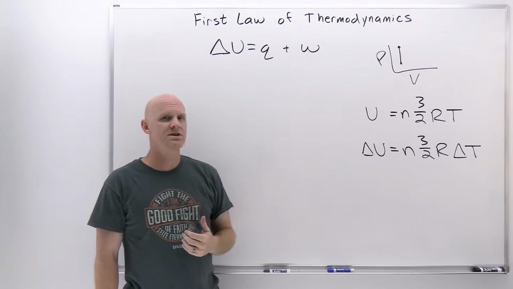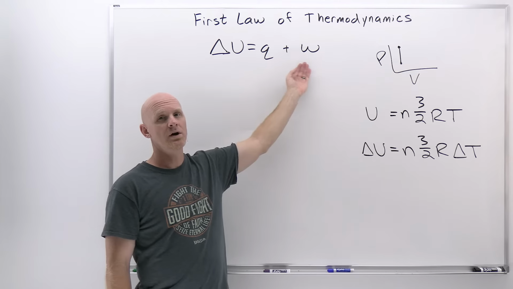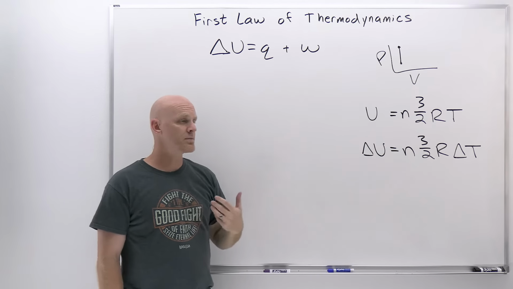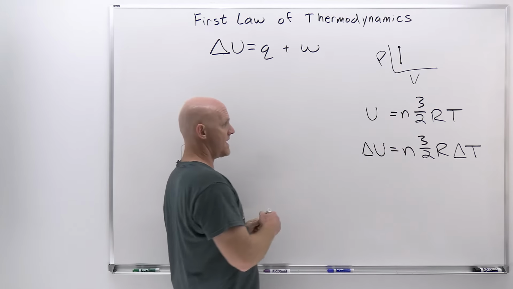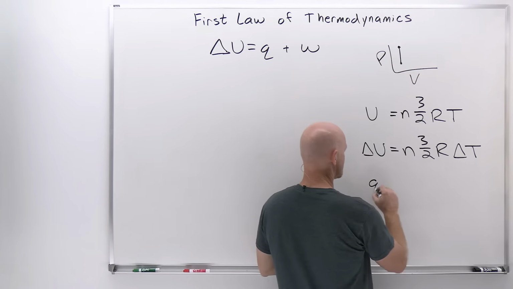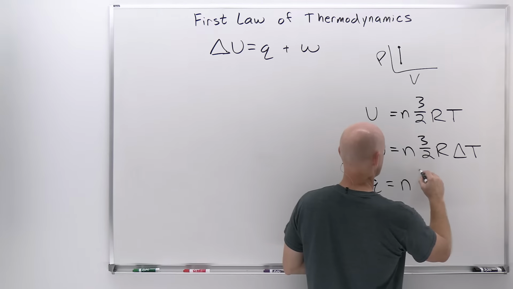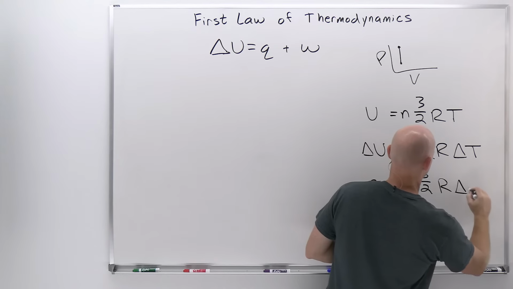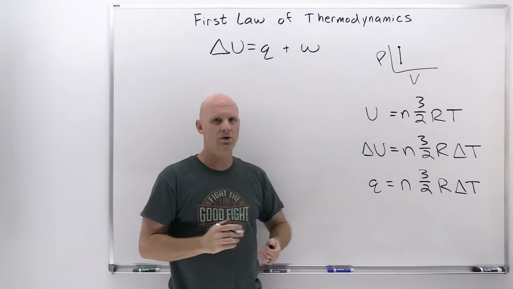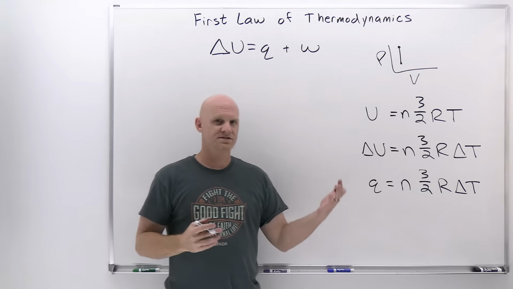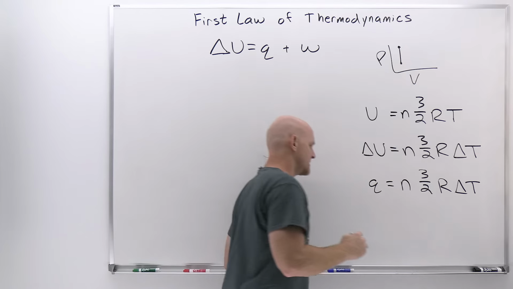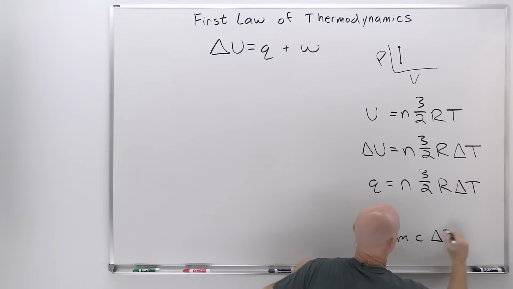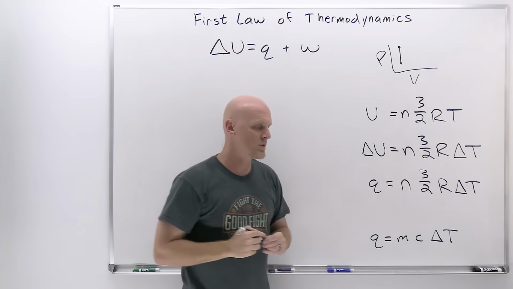So the first thing is, for a constant volume process, work is zero, which means that delta U and Q are equal to each other. And so for a constant volume process, Q would also equal n times 3/2 times R times delta T. Typically the way we define Q is similar to how we did it in the last chapter with specific heat. If you recall, we have specific heat as Q equals mc delta T, and we're seeing some similarities in the way this is structured.